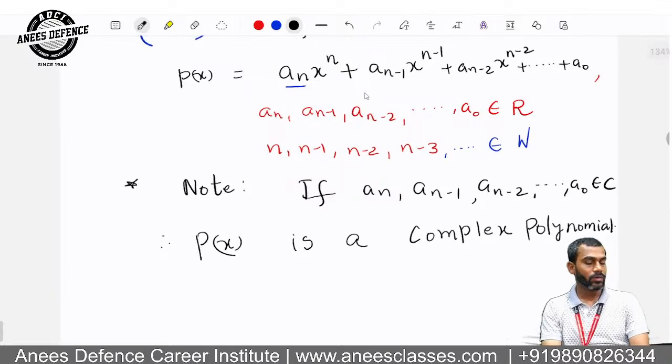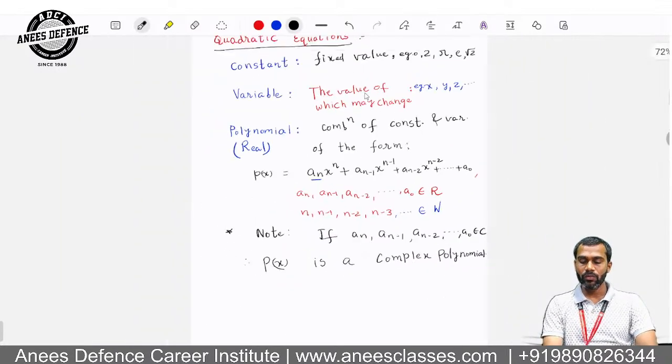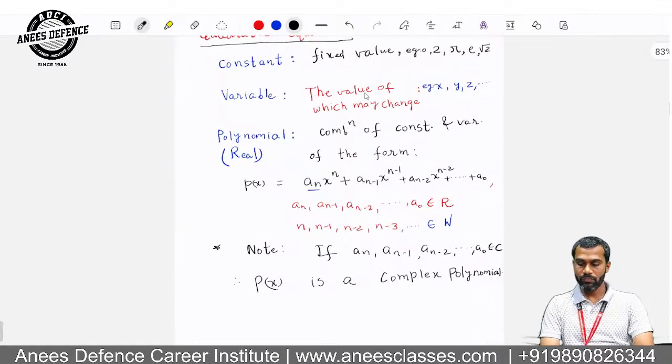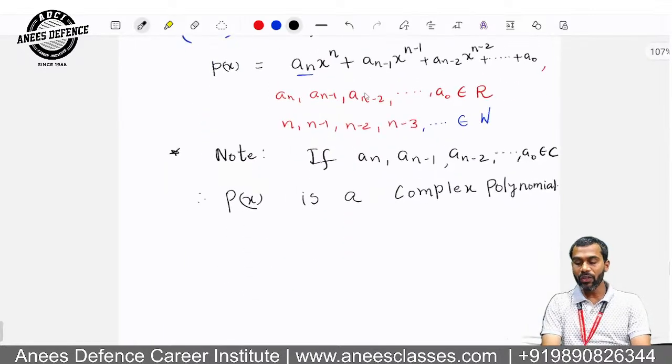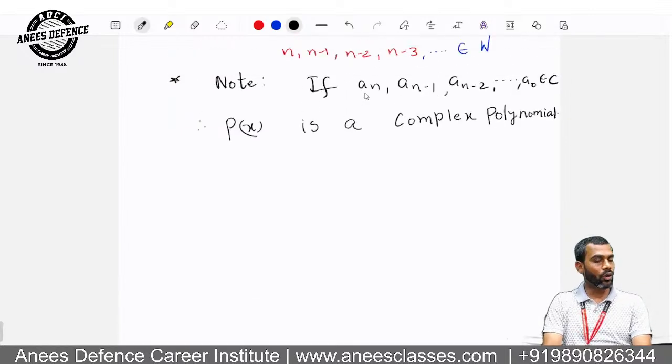I hope it is clear. Yes or no? Yes, sir. Okay. So shall we move ahead? Now I'm giving you some examples. You need to identify which one of the expressions is a polynomial and which one is not.